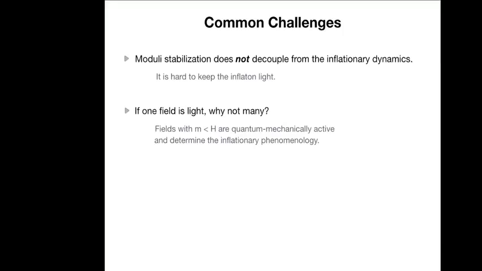Another problem is that it's hard to arrange that there's just one light field. If you have a mechanism that creates one light field, it often affects other fields as well and will make them light as well. But it's much harder to analyze the phenomenology of quantum fluctuations in many interacting degrees of freedom.